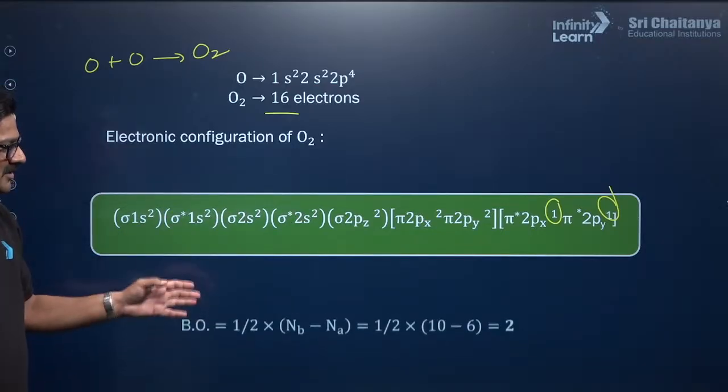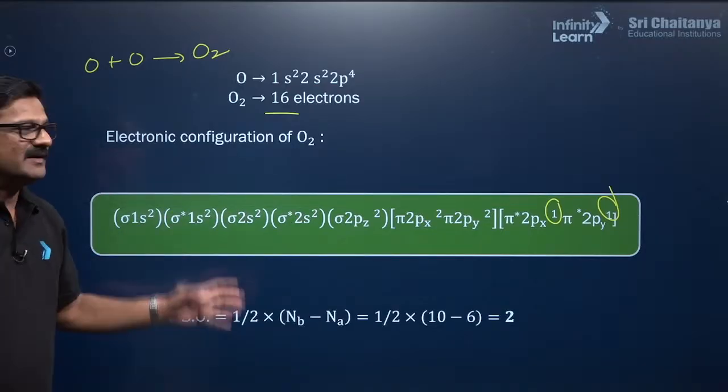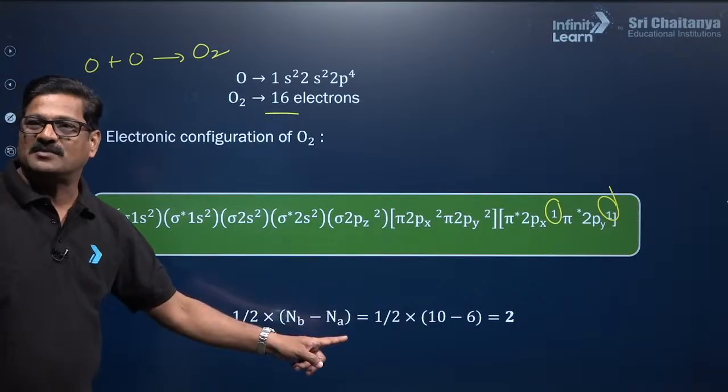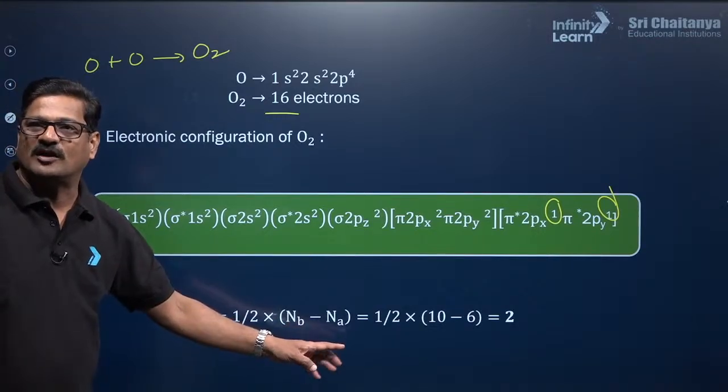When you talk about the bond order, it is going to be the number of electrons in bonding molecular orbitals minus the number of electrons in anti-bonding molecular orbitals.